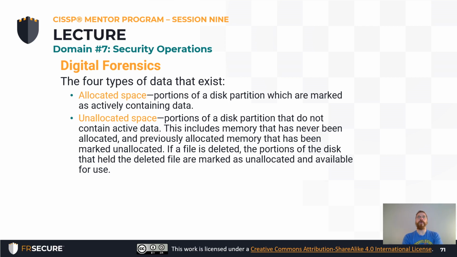Unallocated is no active data. Now, important to know, this could be because it's never been allocated before, or it's been marked unallocated. So if a file is deleted, like it says, that data doesn't actually go away until it's overwritten. Right? It's just marked as unallocated and available for use. So a backup may not catch that, whereas a forensic copy will copy that unallocated space and allow you to see what had been deleted.